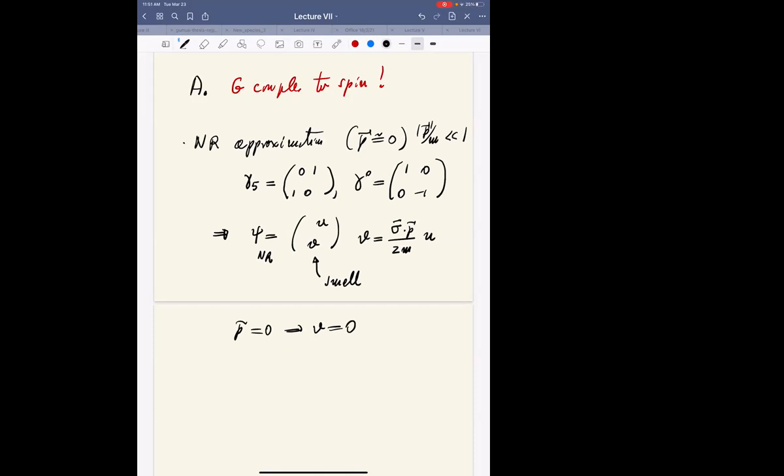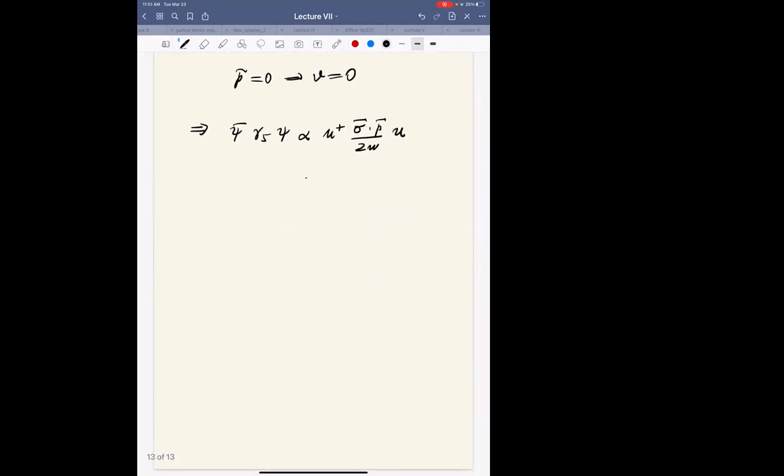All you need is a spinor under rotations, u. You don't need a 4-component spinor. But you see what happens then? That psi bar gamma 5 psi gets proportional, because it's off diagonal, to u dagger sigma dot p over 2m u, which is u dagger sigma over 2 u times p over m, which is spin, the average value of spin, times p over m.